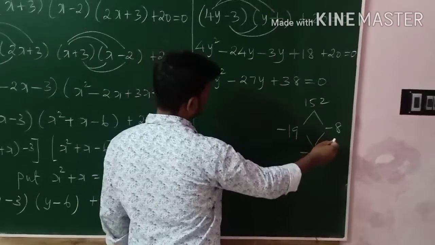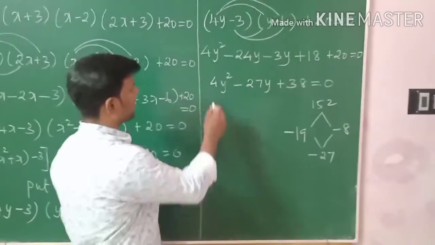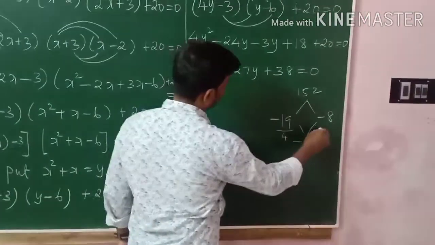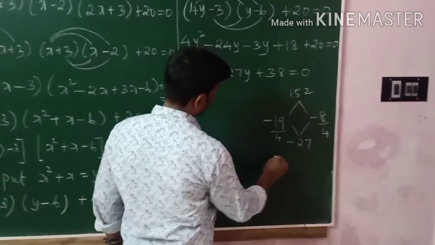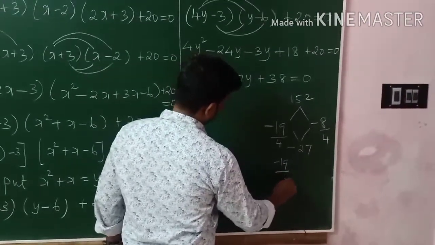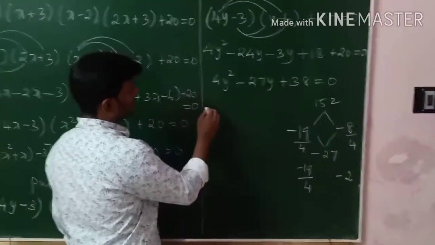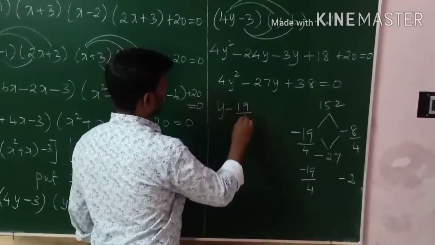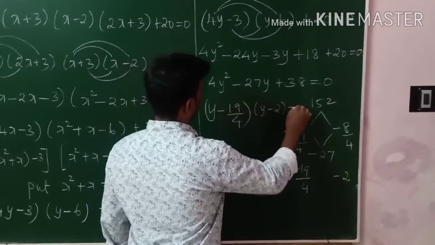152, minus 19, minus 8, add panna, minus 27. But what is the coefficient of y square? 4. So we have to divide by 4. So minus 19 by 4 and minus 8 by 4. So minus 19 by 4, minus 8 by 4 is what? Minus 2. So the factors are y minus 19 by 4 into y minus 2 equal to 0.